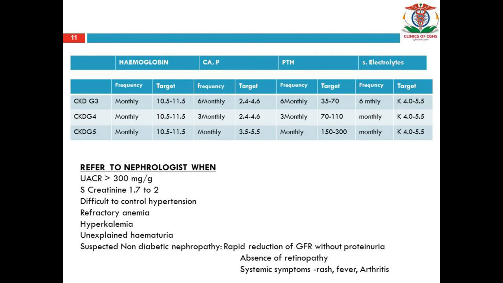So suspected non-diabetic nephropathies: if there is a rapid reduction in GFR without proteinuria, or there is no retinopathy but there is nephropathy, which is unlikely in diabetes, or there are systemic symptoms, like fever or arthralgias, or other systemic symptoms, rash, then we have to refer to a nephrologist to see that it is not a non-diabetic nephropathy.